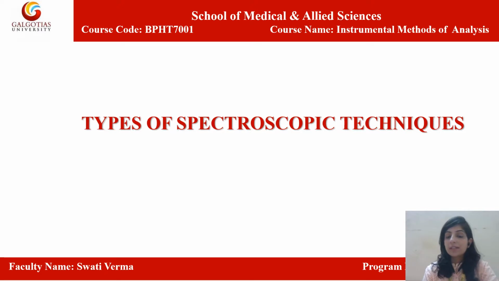So in the previous lecture we discussed the basics of spectroscopic techniques, what spectroscopy is, and the different types of electromagnetic radiation we have. Now moving forward, we will discuss the different types of spectroscopic techniques on the basis of the three principles that we have discussed: the absorption of electromagnetic radiation, emission of electromagnetic radiation, and the scattering of electromagnetic radiation by the sample.